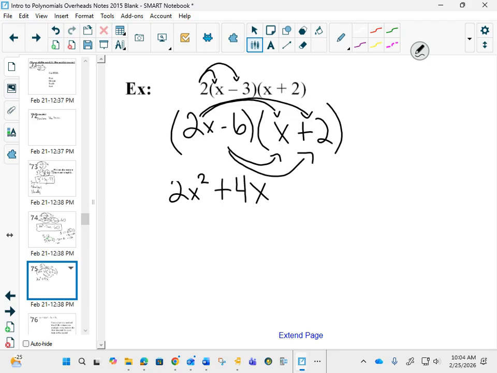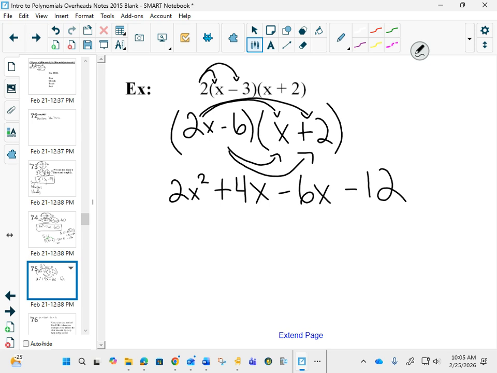Negative 6 has to be distributed. So I've got a negative times a positive. What would that be? Negative. What is 6 times x? 6x. Thank you, Brandon, for your participation. I've got negative times positive, negative. And what's 6 times 2? Perfect. Are we finished?